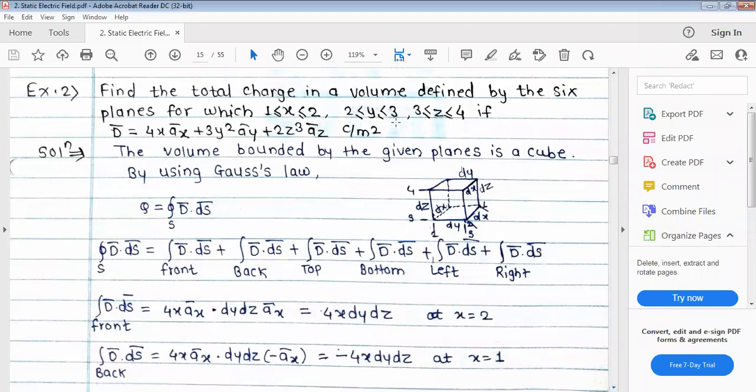Okay. So here, what is given? One volume is there, which is nothing but one rectangle. It is specified as x varying from 1 to 2, y varying from 2 to 3, and z varying from 3 to 4. Then D bar is equal to 4x a bar x plus 3y square a bar y plus 2z cube a bar z coulomb per meter square. So we have to find the charge enclosed in this volume.